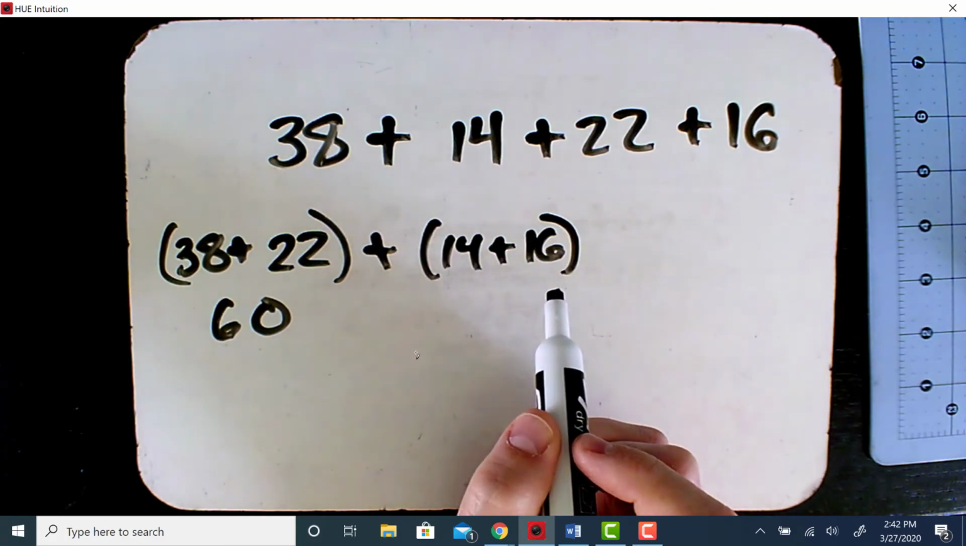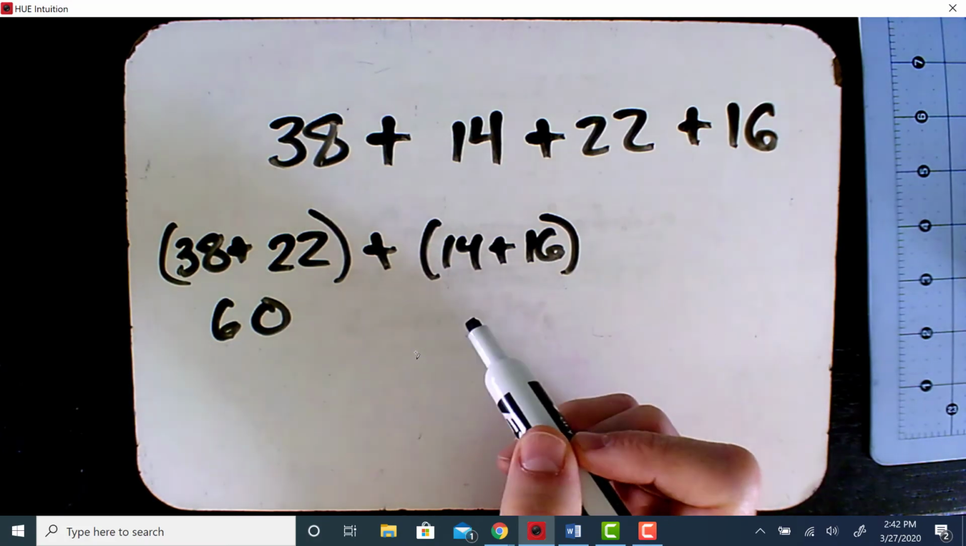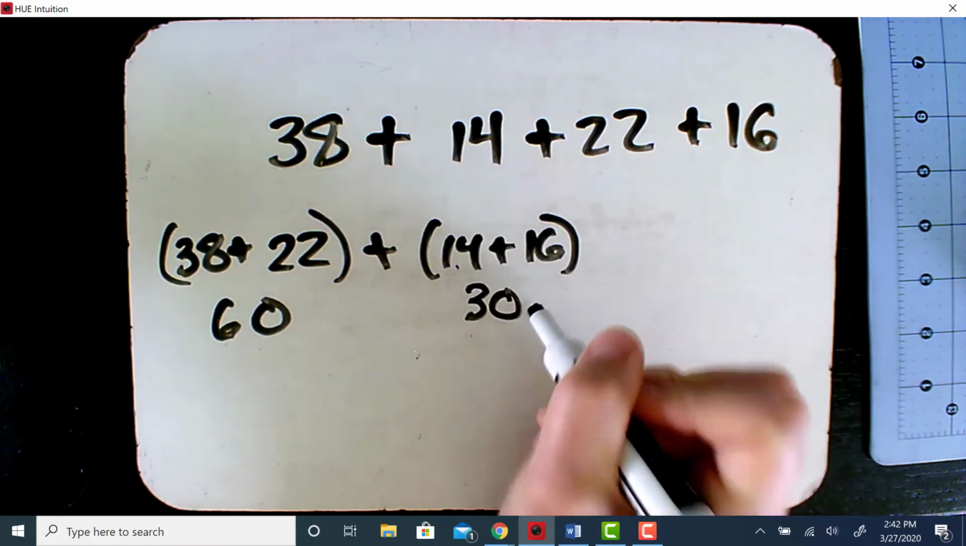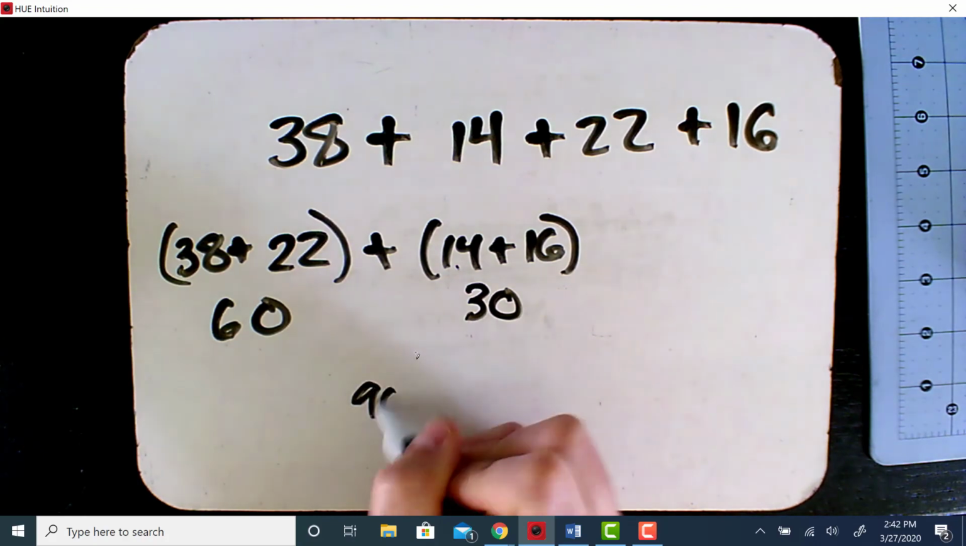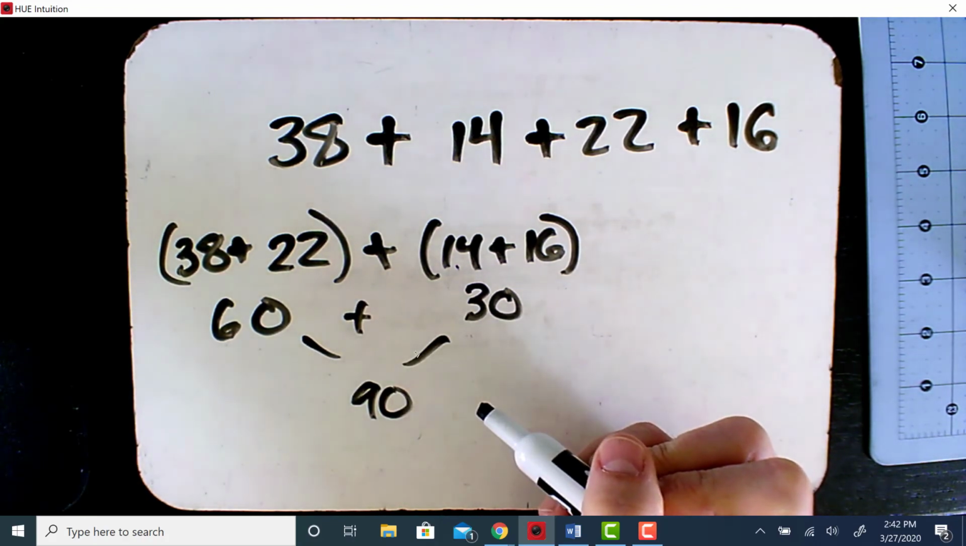I would be doing this in my head without writing it down, but I'm actually using commutative and associative property as I do it. Now 14 plus 16 is going to get me 30, and 60 plus 30 is going to get me 90. And there I've got the answer to how much money this person spent.